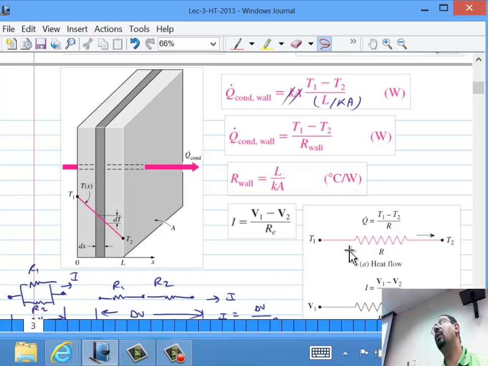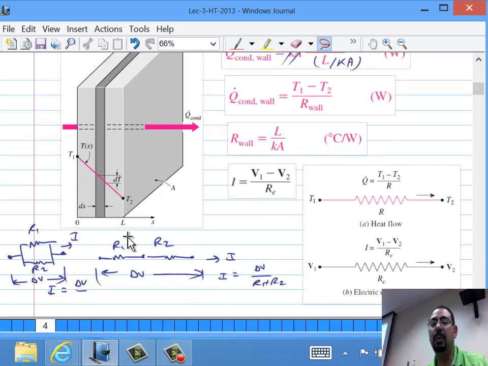And if there are two walls next to each other, well, it's R1 plus R2. What's R1? L over kA. And what's the R2 of the next wall? Another L over kA, where L is the width of the wall, the width in the direction of the heat transfer. And the area is the area normal to the heat transfer. And k, of course, is the k of this material.